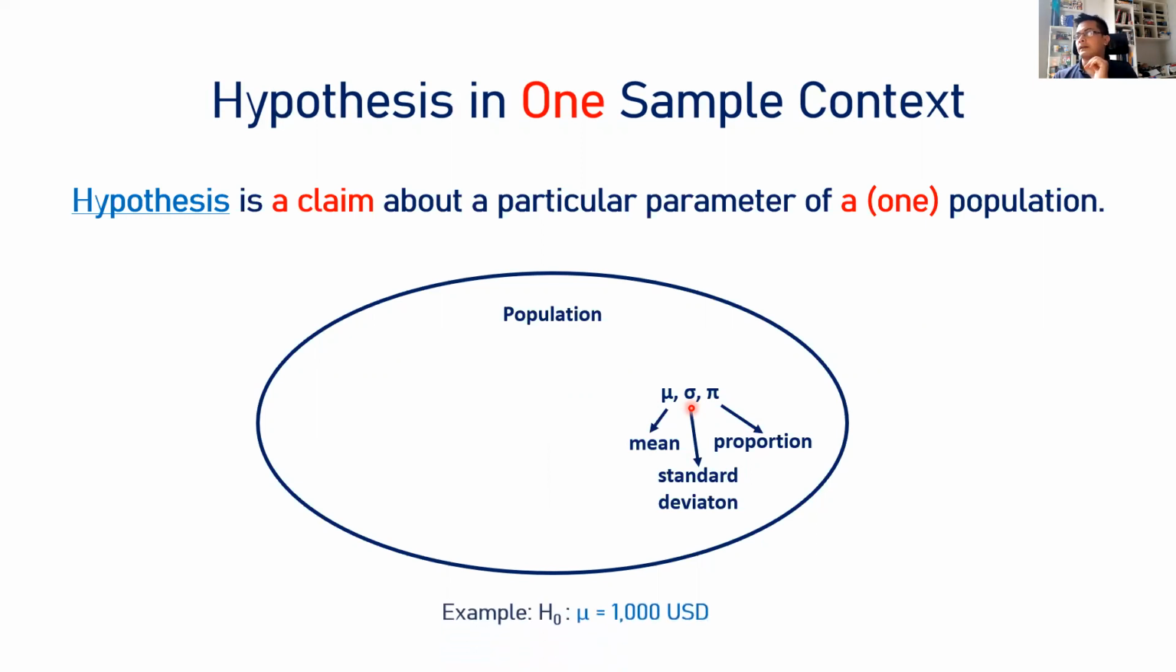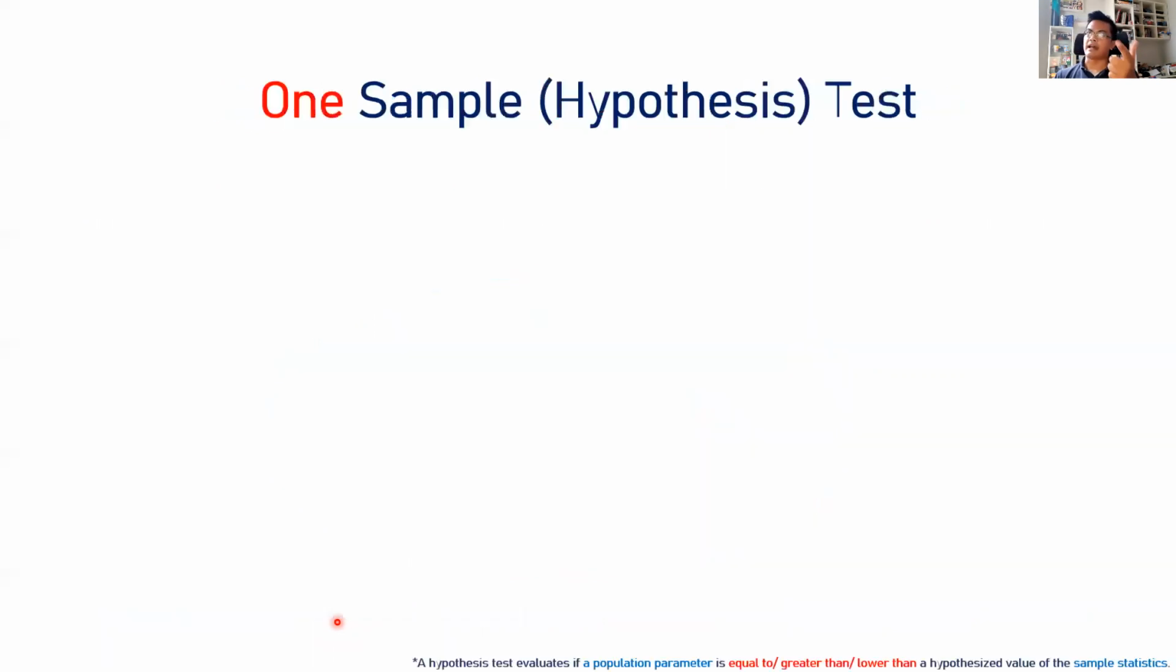So a hypothesis could be stated as, for example, the monthly income of citizens in Bandung equals 1,000 US dollars, or the monthly income is greater than or equal to 1,000 US dollars, or the monthly income of Bandung citizens is lower than or equal to 1,000 US dollars. Those are just examples, including one-sided hypotheses. And how do we test it?